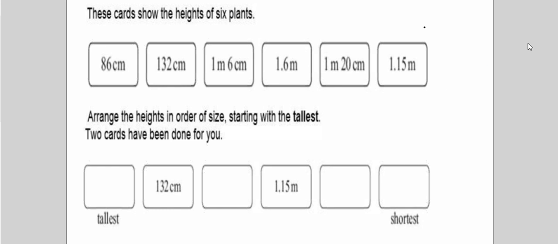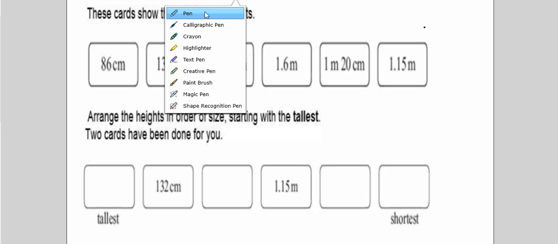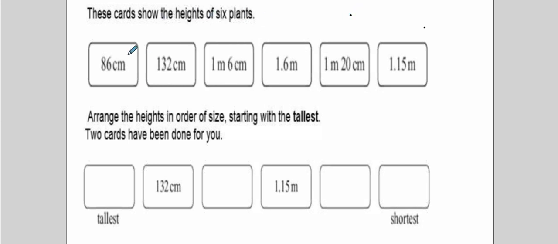All right, we have this question here. The cards show the heights of 6 plants. We have a card with 86 centimeters, 132 centimeters, 1 meter 6 centimeters, 1.6 meter, 1 meter 20 centimeters. Then we have 1.15 meters.